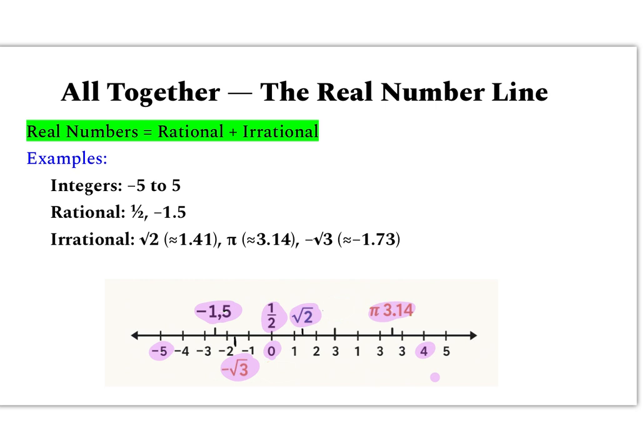The line never ends and it doesn't skip. There's always another number between any 2 points, whether it's rational or irrational. That's the beauty of the real number system. It continues. It fits every space between numbers.